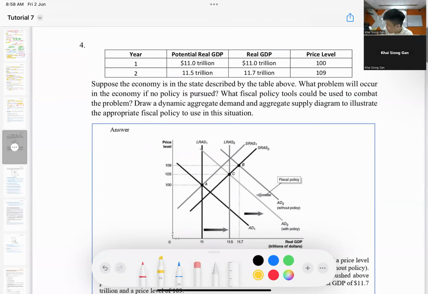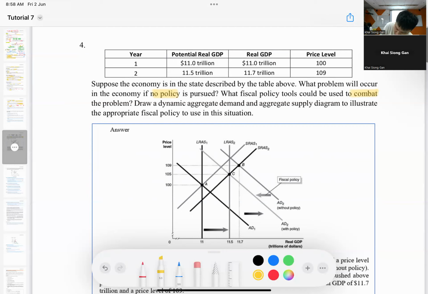Let's try to draw the graph. The final answer is the graph that I show you here, but we have to draw it by ourselves. You have potential real GDP and price level. Suppose the economy is in the state described by the table above. What problem will occur in the economy if no policy is pursued? What fiscal policy tools could be used to combat this problem? Draw a dynamic aggregate demand and aggregate supply diagram to illustrate the fiscal policy in this situation.